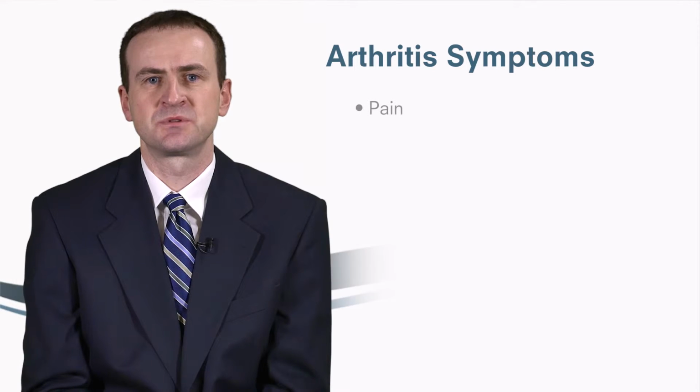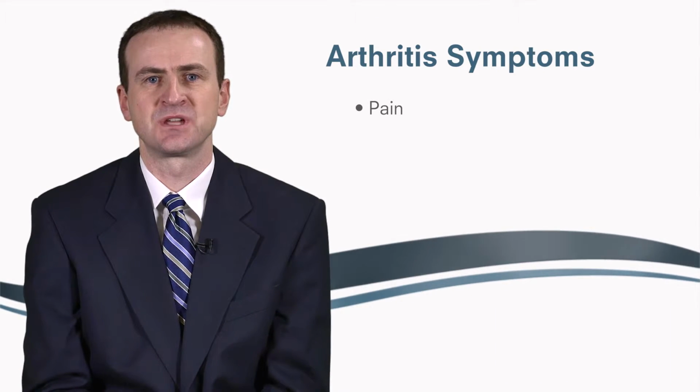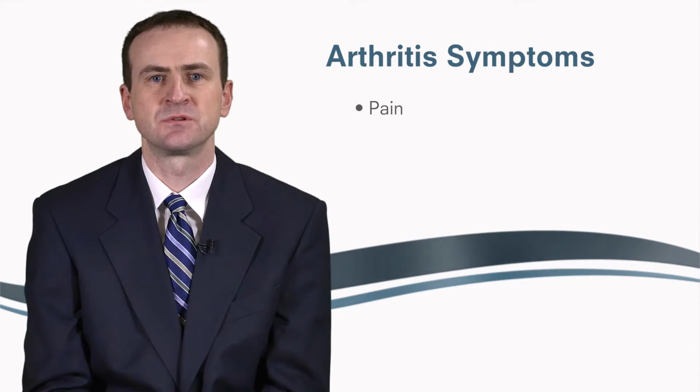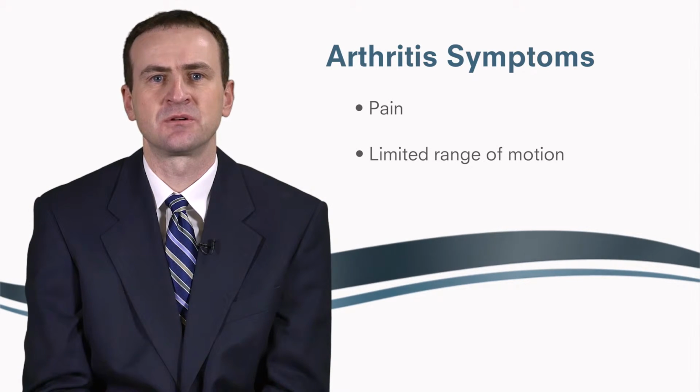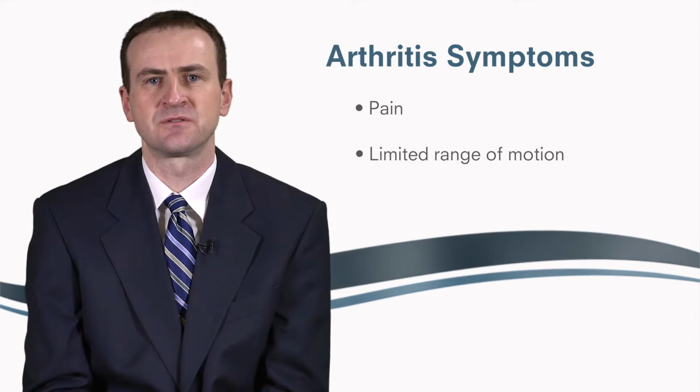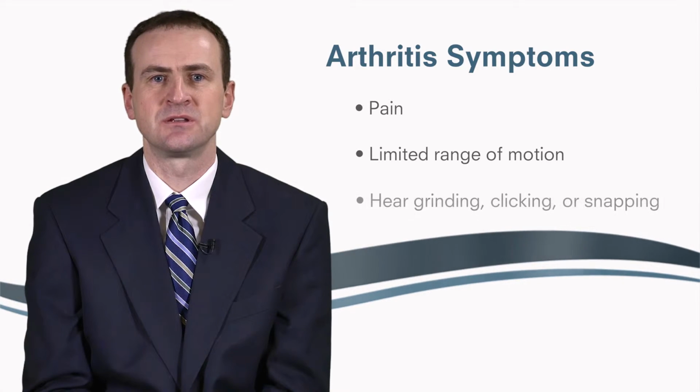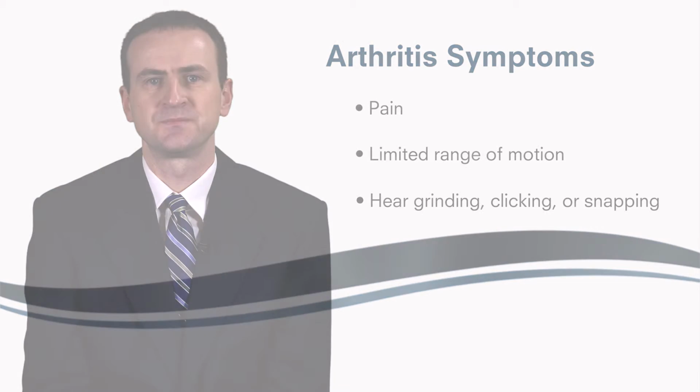The most common symptom of shoulder arthritis is pain, which is aggravated by activity and progressively worsens. You will have limited range of motion, and it will become difficult to lift your arm, to comb your hair, or reach up to a shelf. You might hear grinding, clicking, or snapping sound as you move your shoulder.